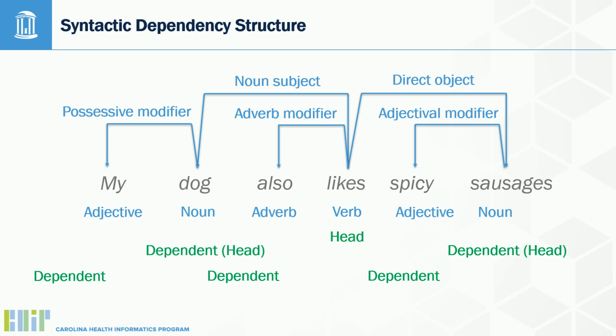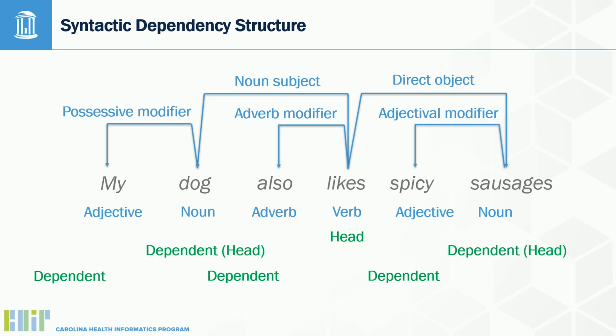And there are many interesting attributes of this relation. For example, the head determines the syntactic category of the component it is involved in, such as in likes spicy sausages, which is a verb phrase because likes is the head and it is a verb. We will not dig into the detail in this course. If you are interested in more about this, you can Google dependency grammar or dependency parsing for more detail.